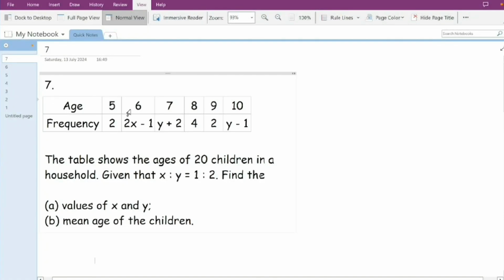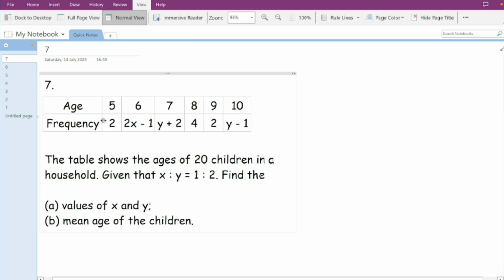Question 7 has a table where you have ages and frequency. We have age 5, and the frequency means there are 2 people at age 5. Age 6, you have 2x minus 1. Age 7, you have y plus 2x. Age 8, you have 4 people. Age 9, you have 2 people. And age 10, you have y minus 1 people.